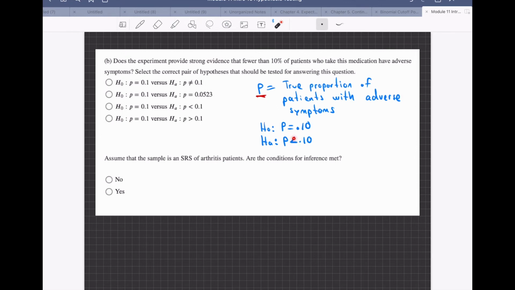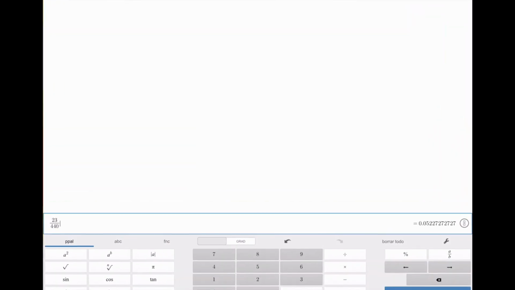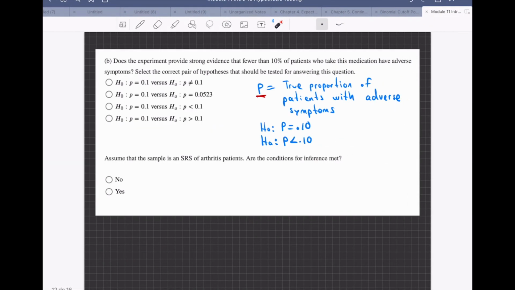How? What does the evidence from the sample say? The evidence from the sample says that 23 out of 440 suffered this. So what is that? It is approximately 0.05. You see here on the right, 0.05. So that is less than 0.10. That's why I set up P less than 0.10. So I think the option is this one, right?